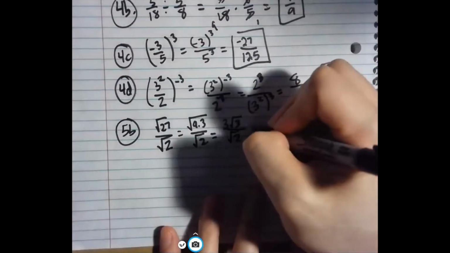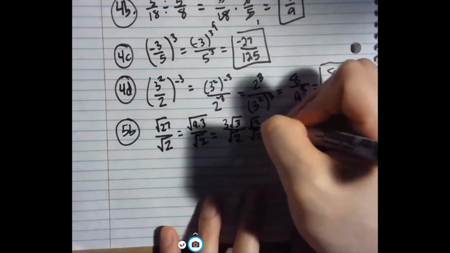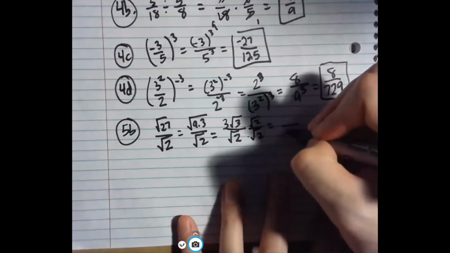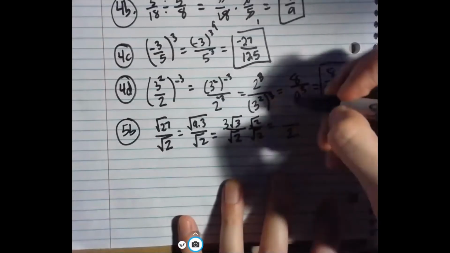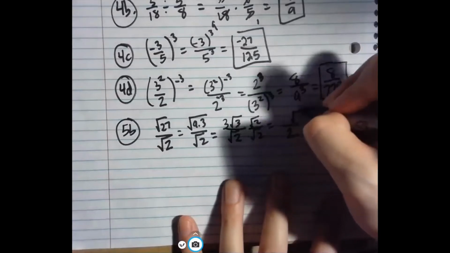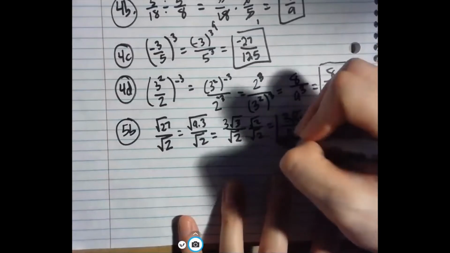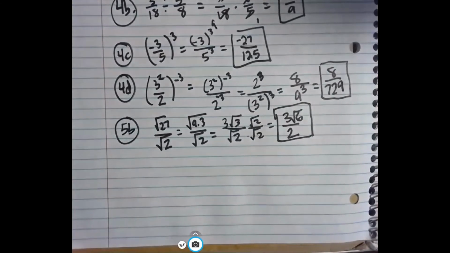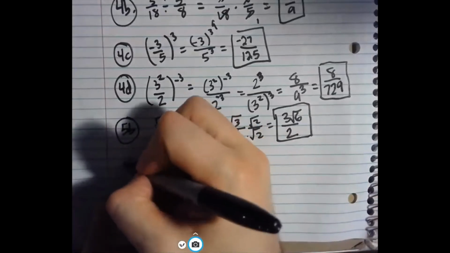You're not allowed to have that root 2 in the denominator, so we need to rationalize that. Multiply top and bottom by root 2. Root 2 times root 2 is root 4, or just 2. 3 times root 3 times root 2 would be root 6. And then don't forget you have that 3 in front there. Final answer, I have 3 root 6 over 2. Next problem is problem 6a.